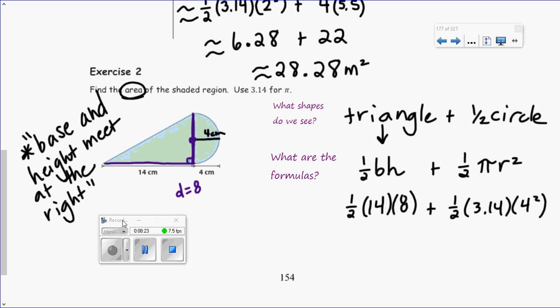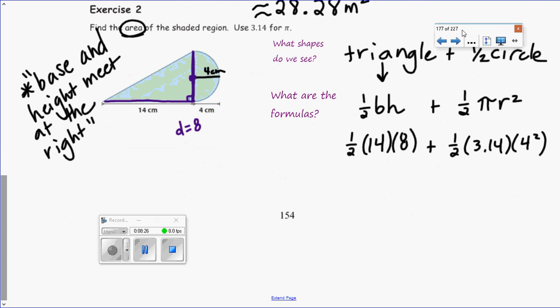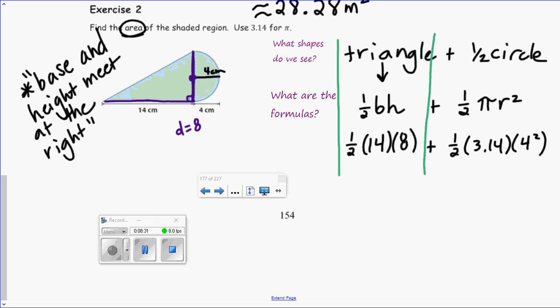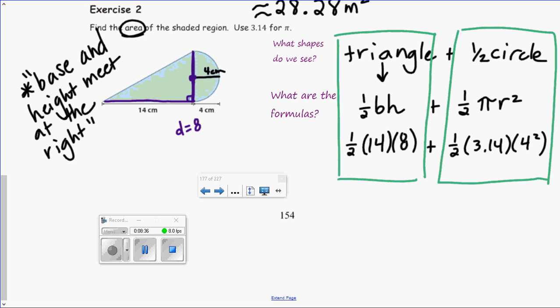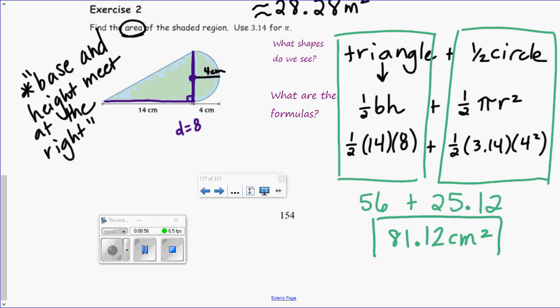Okay, go ahead and pause it and calculate it. This is the part that you should be really good at right now. It's important that you always show your work going down because this is the triangle right here, and this is the half circle right here. And you can see that going down. Okay, did you get 56 for the triangle and 25.12 for the half circle? That would be a total of 81.12 centimeters squared.